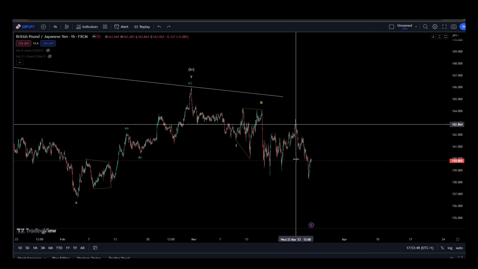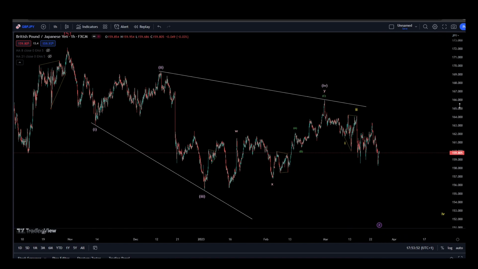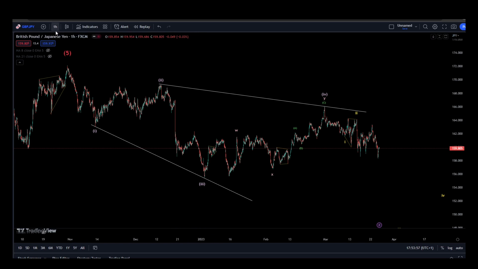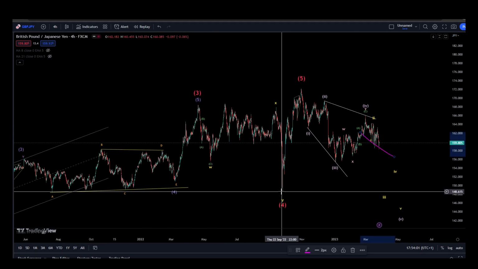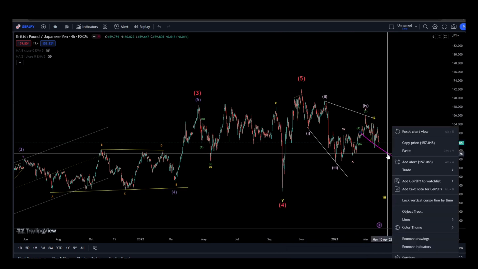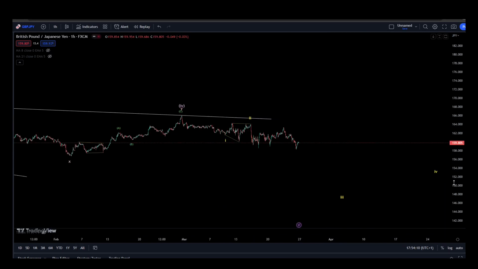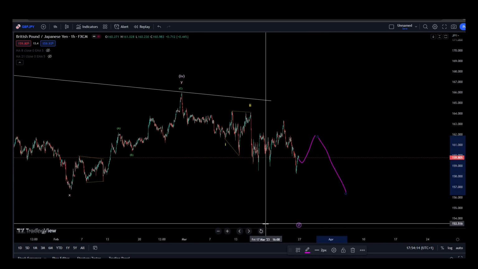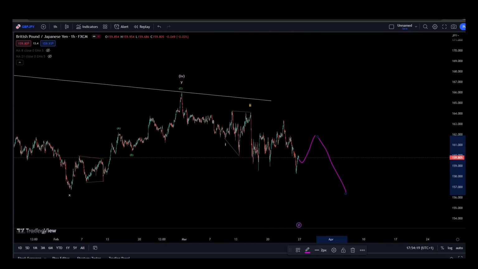So for this pair, we're going to see some more downside eventually kick in, and we're eventually going to see these lows being taken, January lows, I would say, or even down to September lows. So that's the long-term target. But in terms of the short-term view, we are maybe going to see some move to the upside coming in a bit before we then continue going down. So that's pound yen. Let's go into gold.